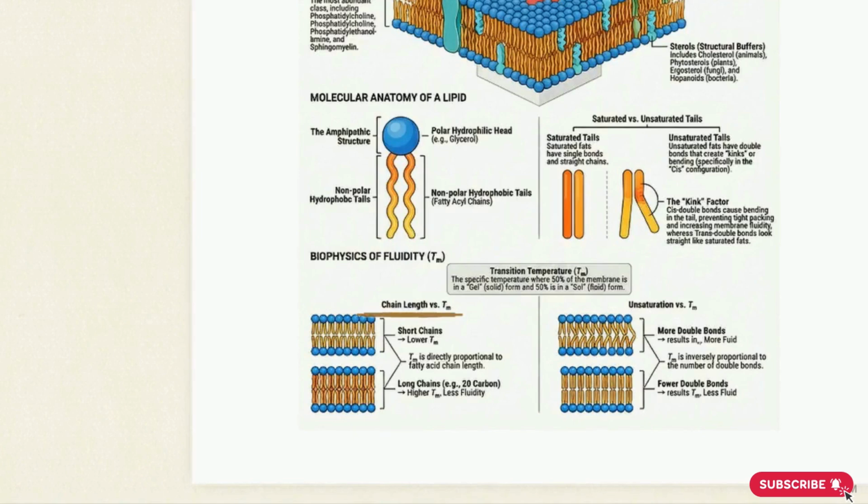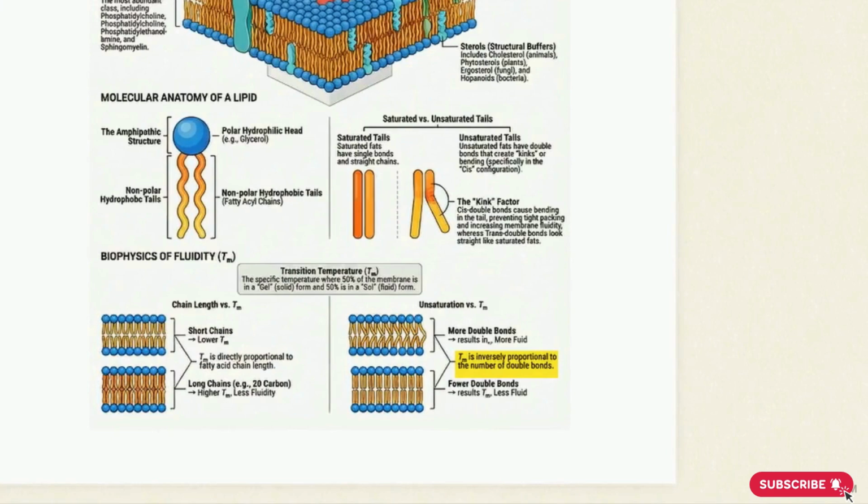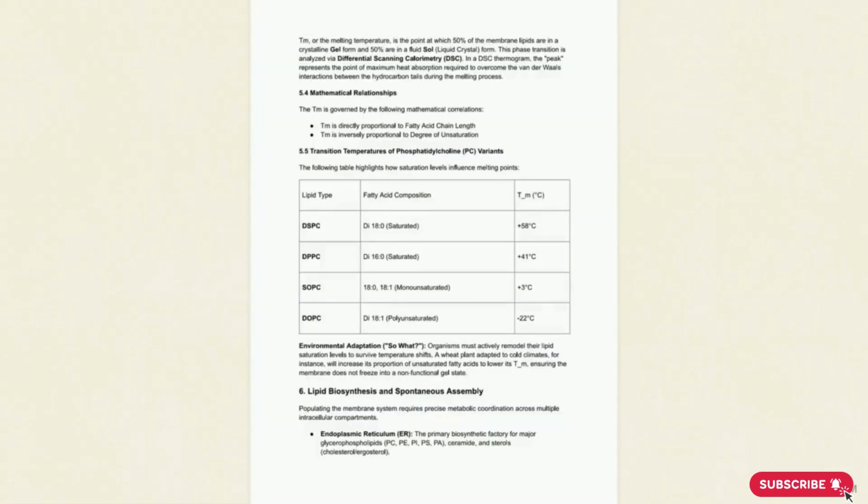Looking at the bottom left schematic, the first mathematical rule of transition temperature is shown. Tm is directly proportional to fatty acid chain length. Longer chains require more heat to break apart. The second rule shows Tm is inversely proportional to unsaturation. This table of phosphatidylcholine variance tracks how unsaturation manipulates melting points. DSPC is fully saturated. Its straight chains pack tightly, resulting in the transition temperature of 58 degrees Celsius. DOPC is polyunsaturated, dropping the melting point to -22 degrees.